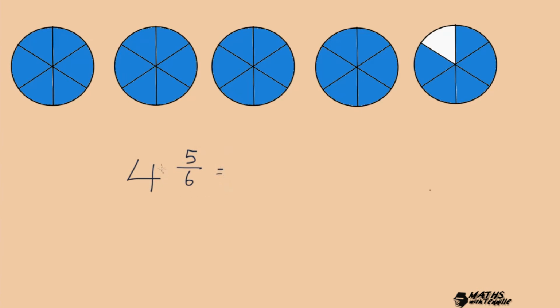First, we need to find out how many slices in our 4 pizzas. So we know that each pizza has 6 slices. So we're going to do 4 times 6, which is 24, plus the 5 extra ones. So we're going to have 29 over 6. And that is our mixed number to our improper fraction.